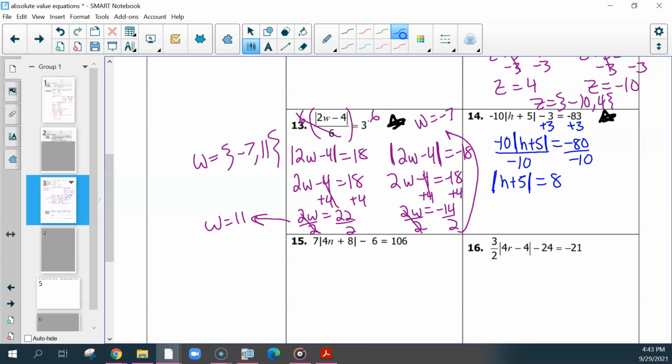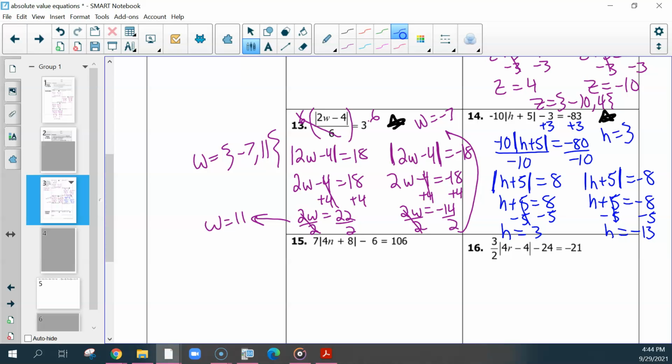So we have the absolute value of h plus 5 equals 8. Now that we've isolated the absolute value, everything else is the same. To get h by itself, we would need to subtract 5 on both sides. So we have h equals 3 and h equals negative 13. So our solution set would be negative 13 and 3.